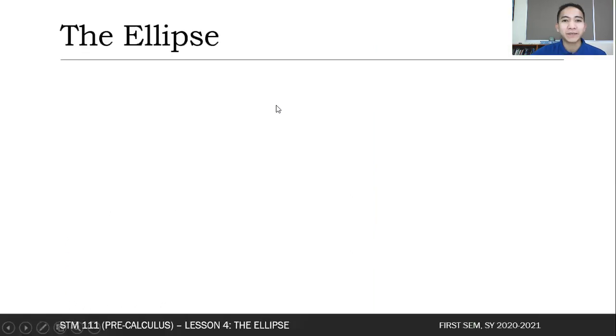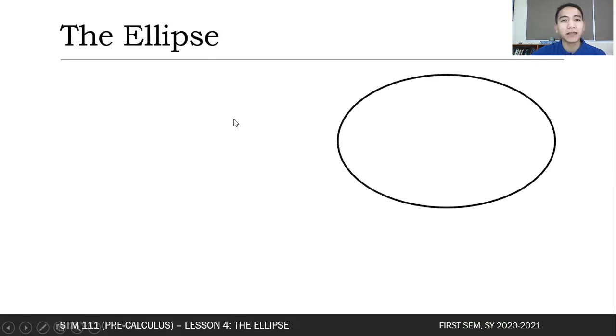So let's start. Now, I believe that you encountered this shape already as early as kindergarten, and you've known this as the oval or the oblong. But in senior high school, we call it the ellipse. So let's define, ano bang ibig sabihin kapag sinabi mong ellipse.